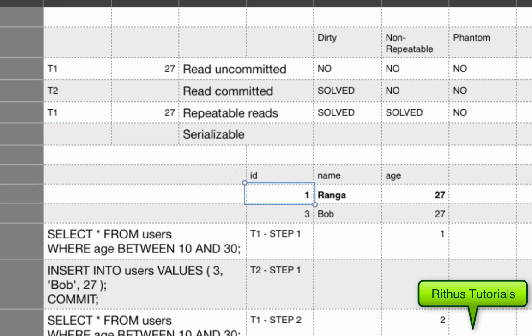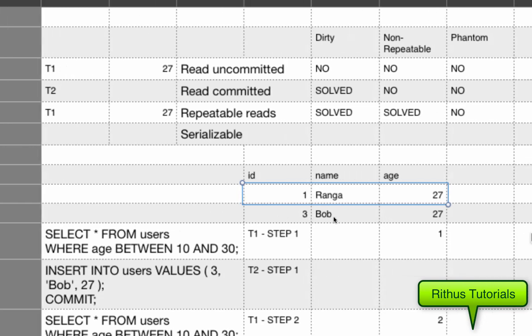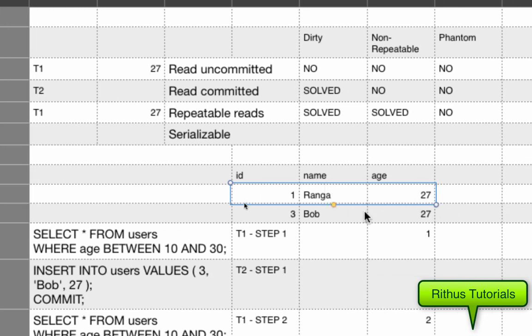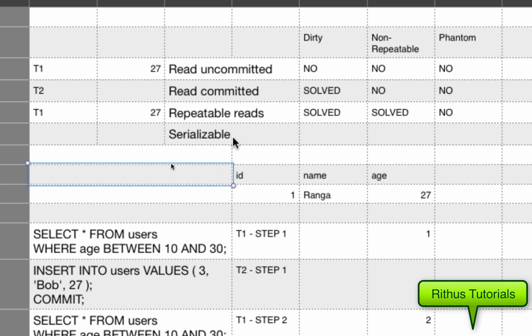T2 is still waiting, and now T1 completes execution and releases the lock, and T2 now gets the new value and can do whatever it wants with it. So this is what is called repeatable read. This isolation level, repeatable read, solves both the dirty read problem and the non-repeatable read problem. However, phantom read is not solved because I can still insert a new row and I would get different values. So the level which solves the phantom read problem is called serializable.